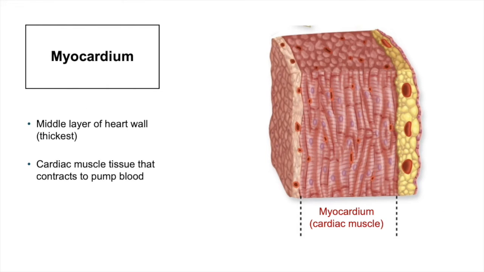The middle layer of the heart wall is the myocardium. Myo, that prefix meaning muscle, and then cardia, heart. So this is cardiac muscle. This is what generates the force to pump the blood. And this can thicken with exercise or atrophy with lack of exercise.